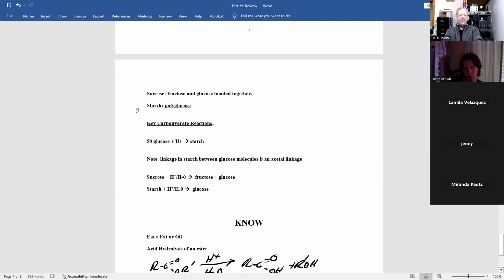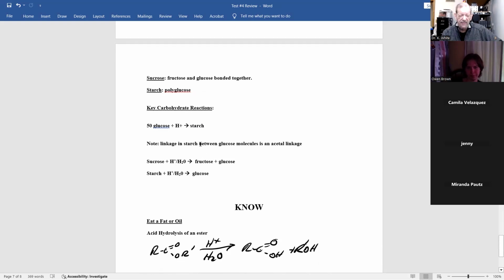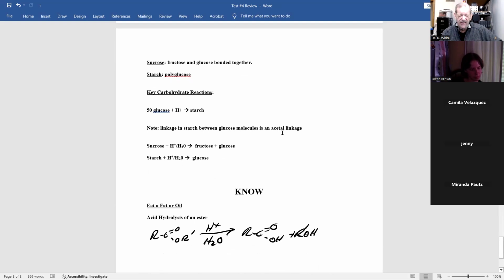One, sucrose, also known as table sugar, the white stuff you put into your coffee, tea, or on your oatmeal or other things, or when you're cooking, is made up of fructose and glucose bonded together. Starch is a polymer of glucose. In both cases, they're held together by an acetal linkage. So if you have a lot of glucose and acid, like an enzyme, you'll make starch. And again, it's an acetal linkage.